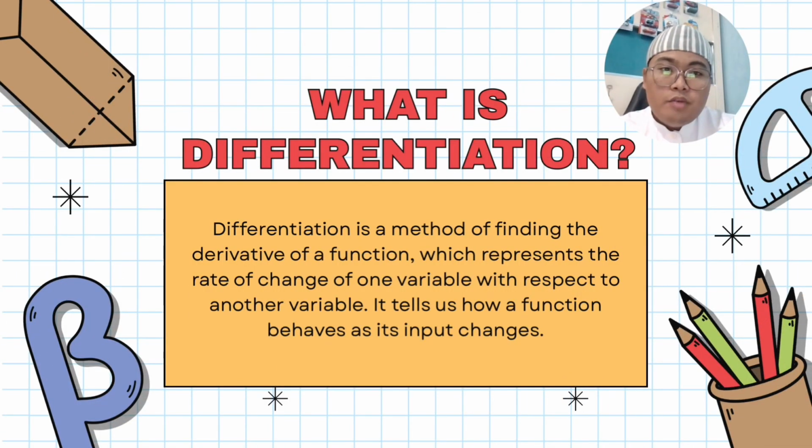Okay, now I would like to talk a little bit about what differentiation is. Differentiation is a method of finding the derivative of a function, which represents the rate of change of one variable with respect to another variable. It tells us how a function behaves as its input changes.